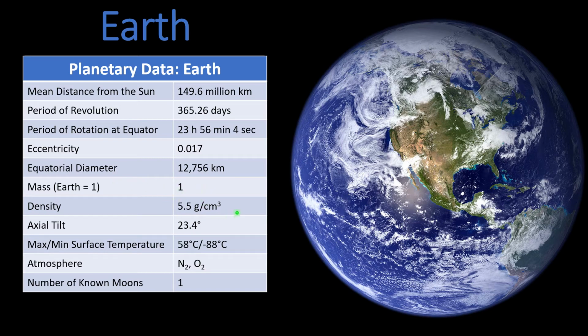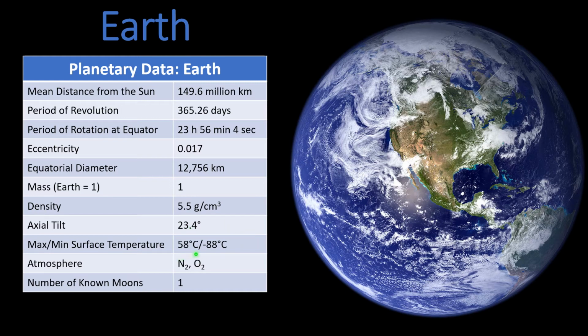The density, 5.5 grams per cubic centimeter, is actually the highest of all the planets. And our tilt on our axis is 23.4 degrees. A lot of times we tell you 23.5. The decimal continues out a little bit, but it actually rounds down to 23.4.